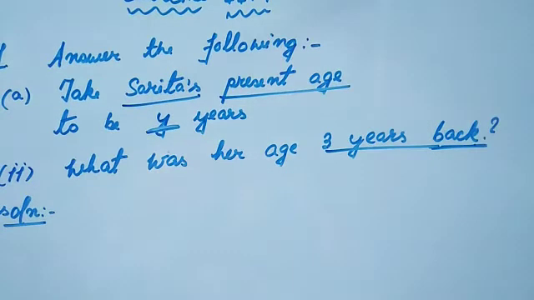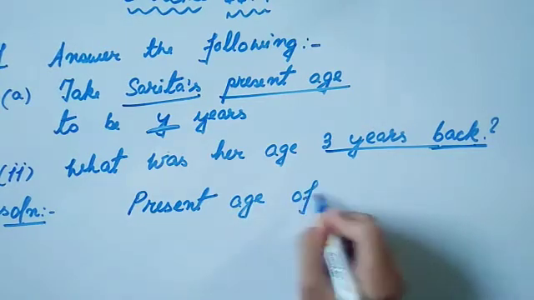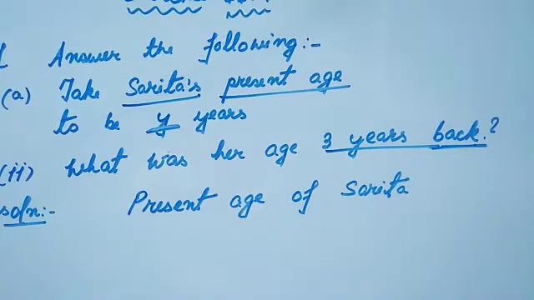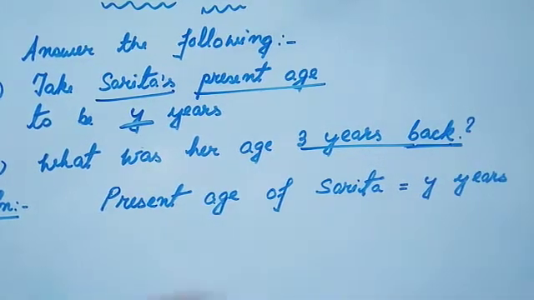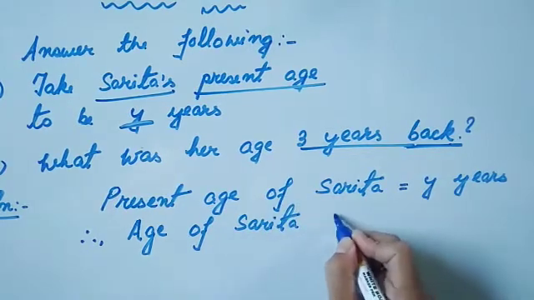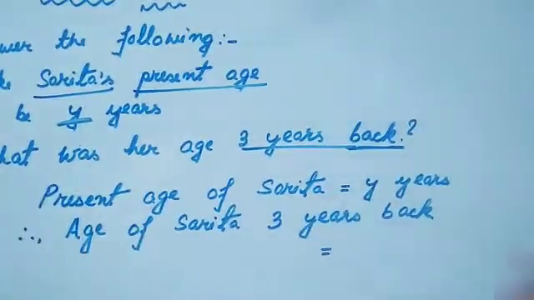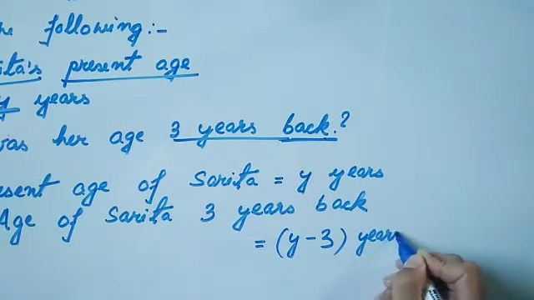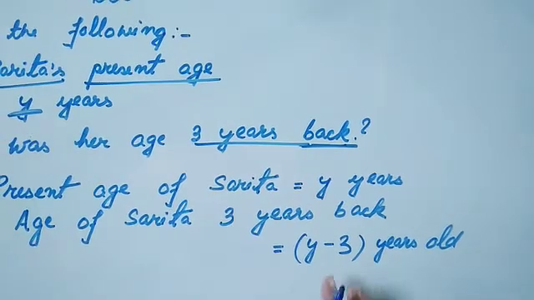Understood? So let's write the answer. Our first step will be the same thing, present age of Sarita. And what is the present age of Sarita? Y years. Then next, therefore, age of Sarita 3 years back. This 3 will be subtracted from the present age, and the present age of Sarita is Y years. So the answer will be, age of Sarita 3 years back will be Y minus 3 years old. That means Sarita was Y minus 3 years old 3 years ago. Understood? So this is our answer.